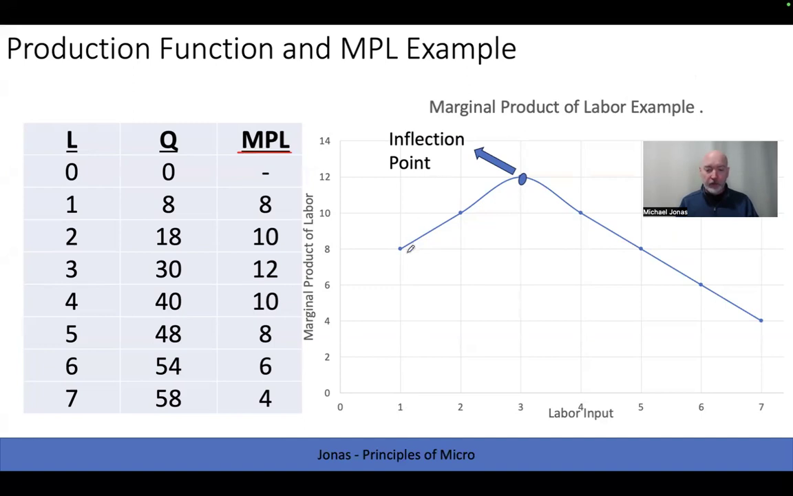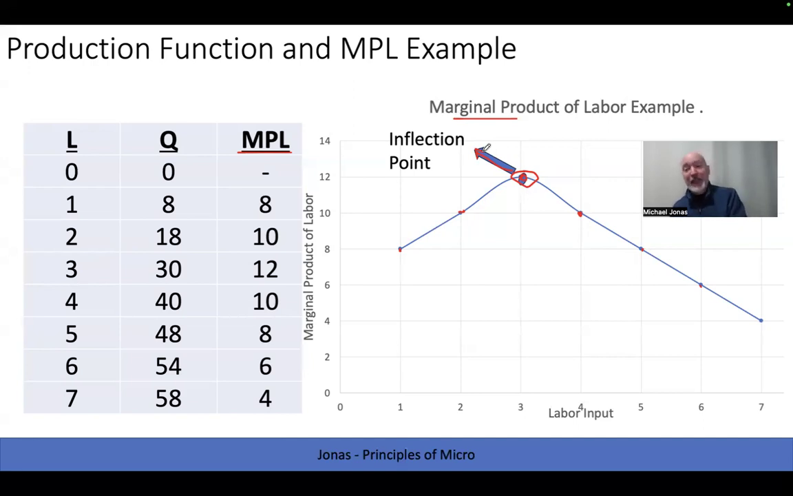So now we're saying that the first worker added 8 units, the second worker added 10, the third added 12, and then we're decreasing back to 10, 8, 6, and then 4. We're on the down slope here. So plotting the marginal product of labor gives us our labor productivity for each worker, and again makes it much easier visually to see where that inflection point is. We still call it the inflection point, the point of diminishing returns.